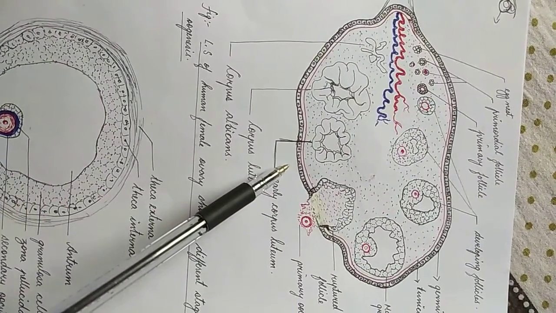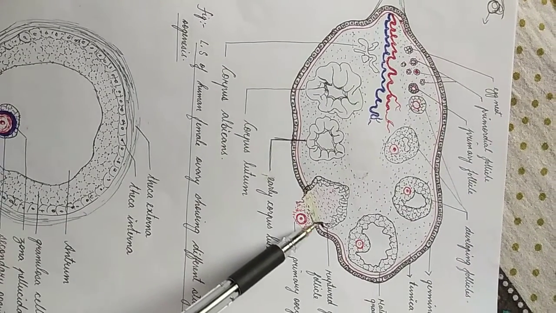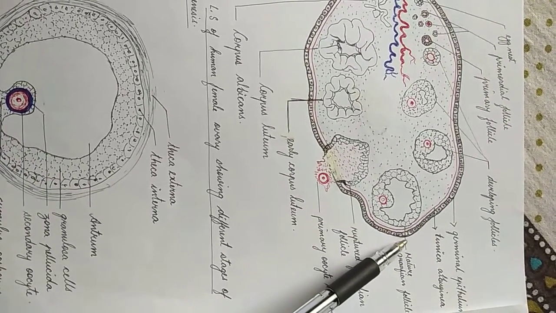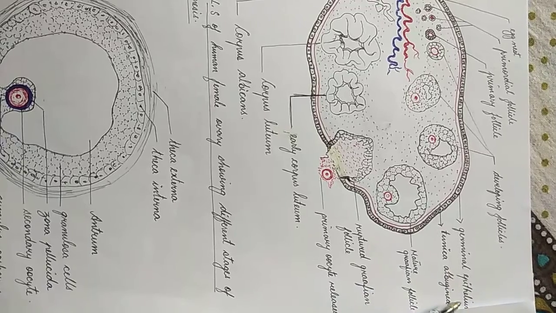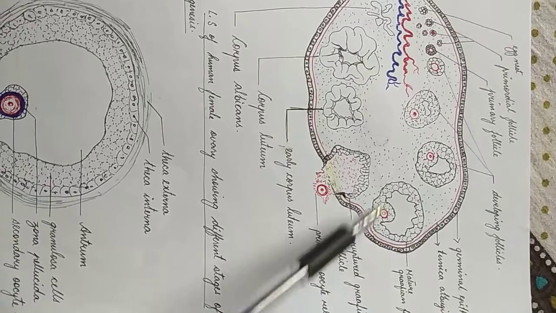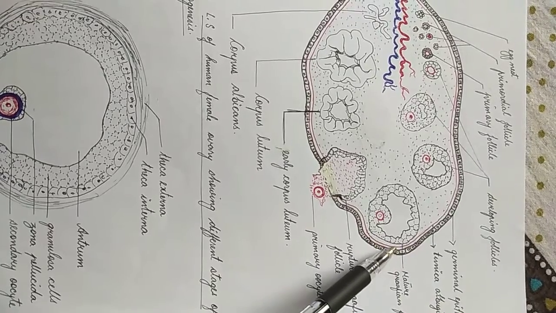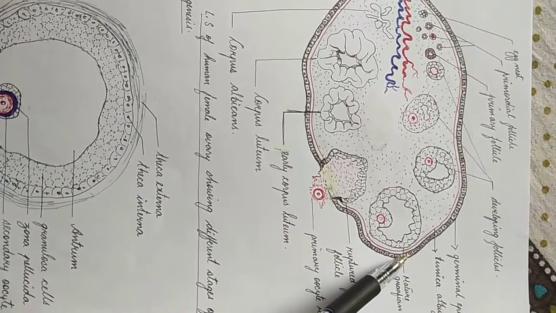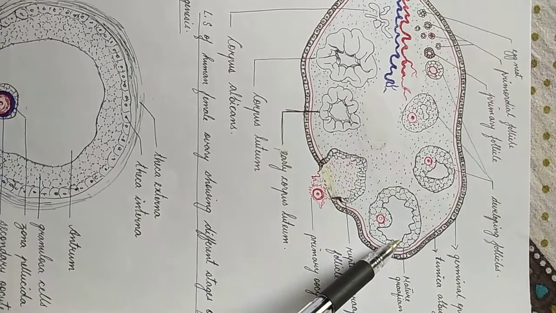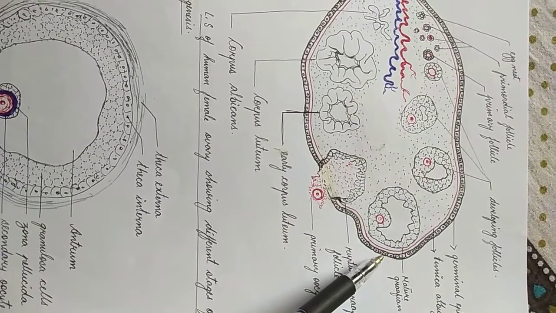The longitudinal section of the human female ovary shows that the ovary is lined by a layer of cuboidal epithelial cells known as germinal epithelium. This germinal epithelium layer divides to form a large number of follicle cells. Underneath the germinal epithelium lies a dense connective tissue capsule called the tunica albuginea.